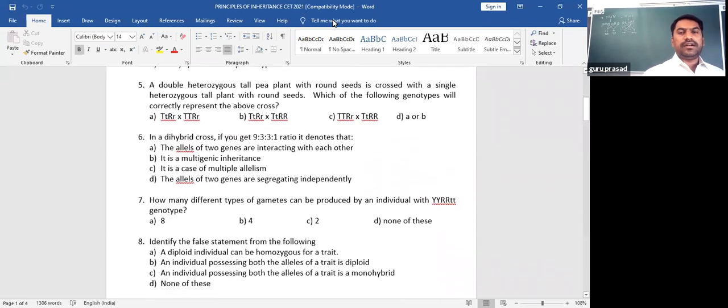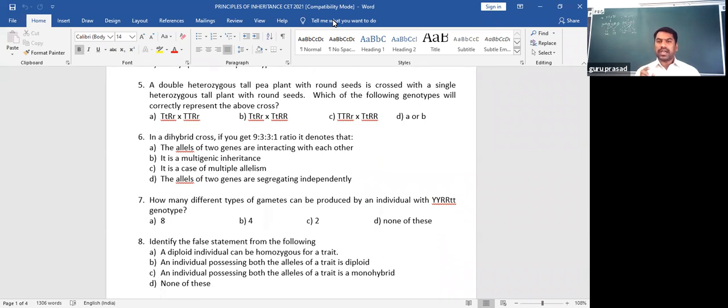Moving on to the next question. A double heterozygous tall pea plant. Read the question very carefully. A double heterozygous tall pea plant. Here is a hint: double means in both the characters there must be a heterozygous condition. Then with round seed is crossed with.